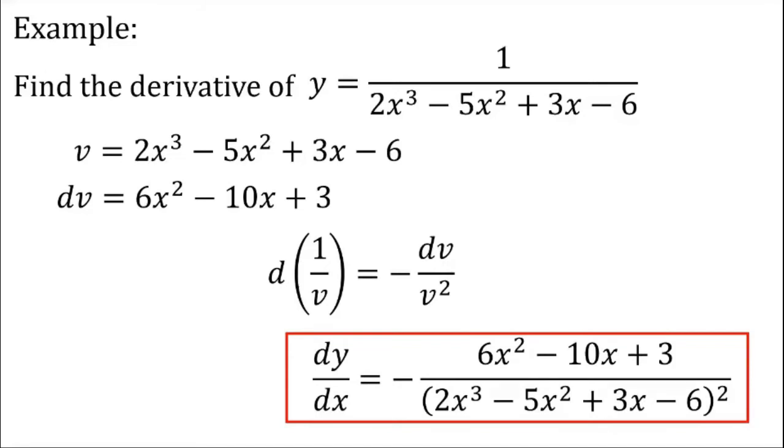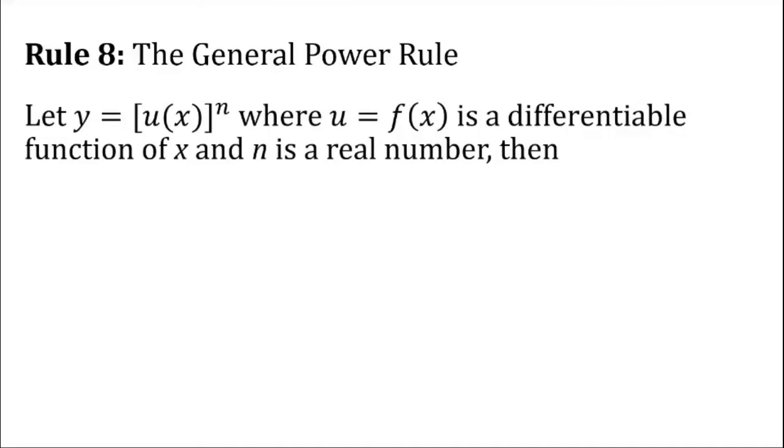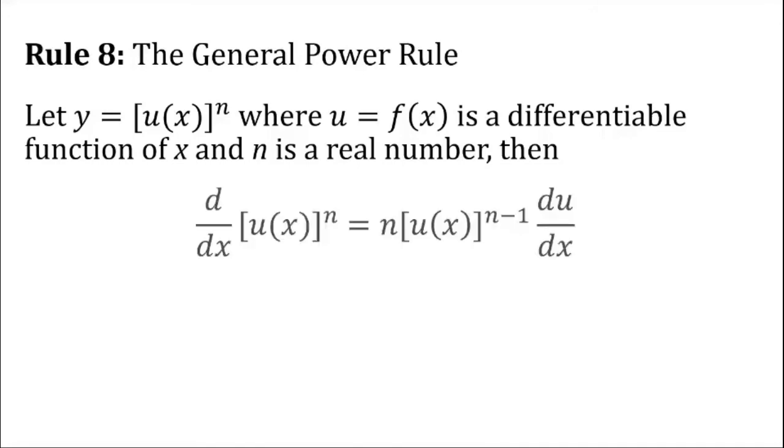Okay. Rule 8, the general power rule. Let y equals u of x to the n, where u is equal to f of x, a differentiable function of x, and n is a real number. Then the derivative of u of x to the n is equal to n times u of x to the n minus 1 times du over dx, or d of u to the n is equal to n u raised to n minus 1 du.